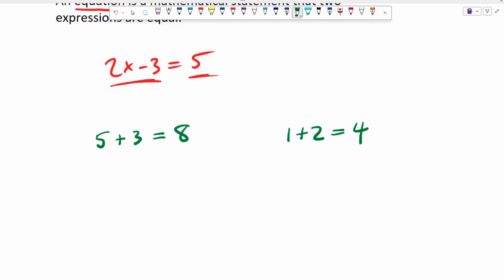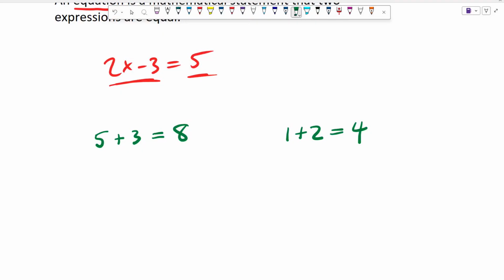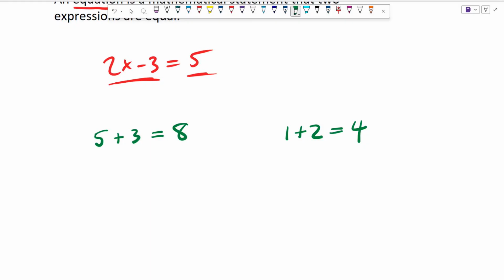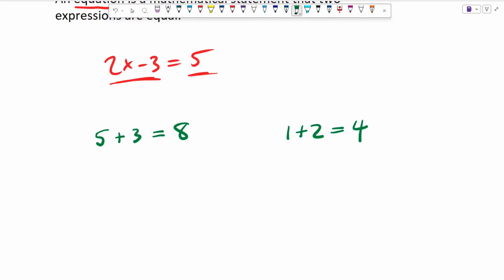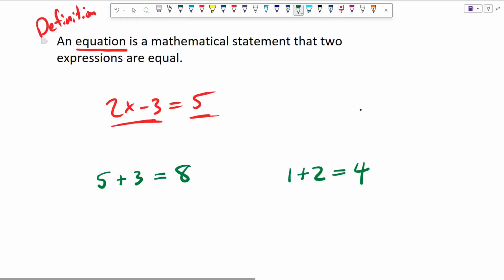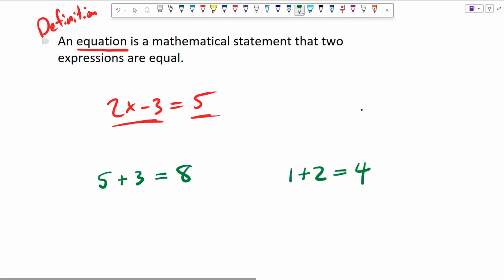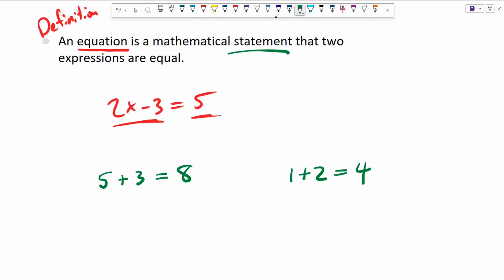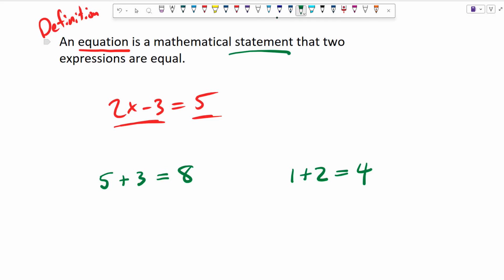Is this an equation? Thumbs up, yes. Thumbs down, no. They're definitely not equal, we agree? Is this a mathematical statement that two expressions are equal? It's saying 2x is equal.